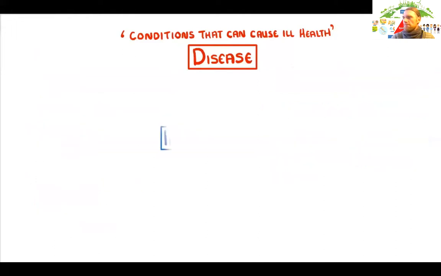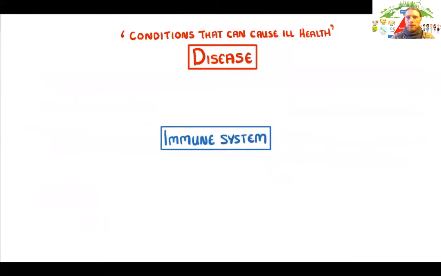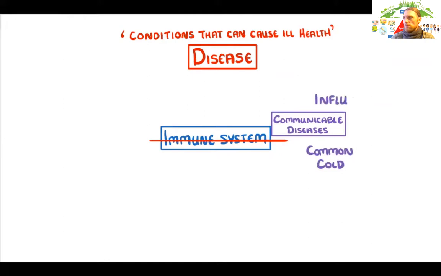As you might know, our immune system defends us against infections. So in cases where a person has problems with their immune system, they won't be able to defend themselves against communicable diseases as well. And so they often end up catching infectious diseases like the common cold or influenza far more often than a healthy person would.